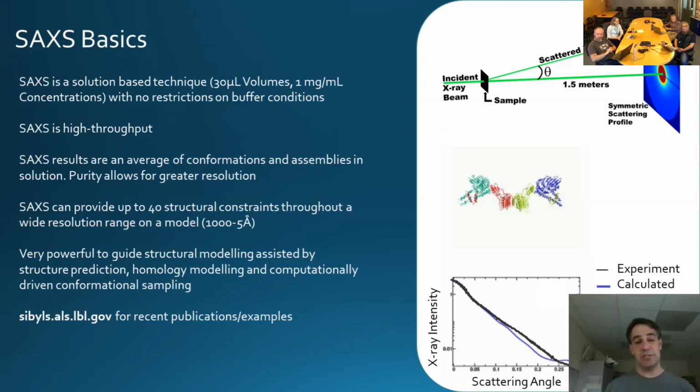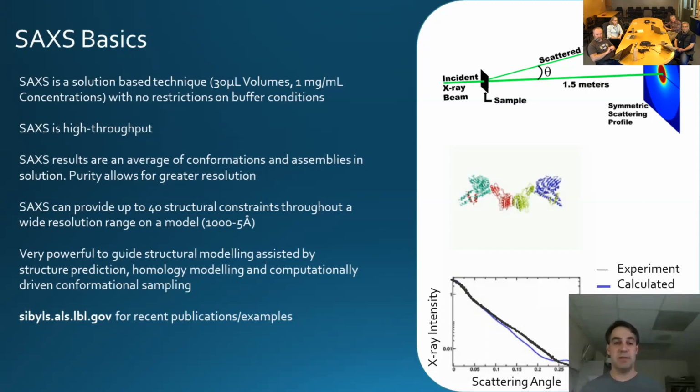So because it's a solution technique, SAXS results are an average of all the conformations and assemblies in solution. So if you can get purity, you're ultimately going to get better resolution in either conformation or assembly. SAXS provides about 40 unique pieces of information. You can think about them as constraints, and they're through a wide scale in terms of distances. So everything from characterizing your 1,000 angstrom particle down to domains that move 5 angstroms apart.